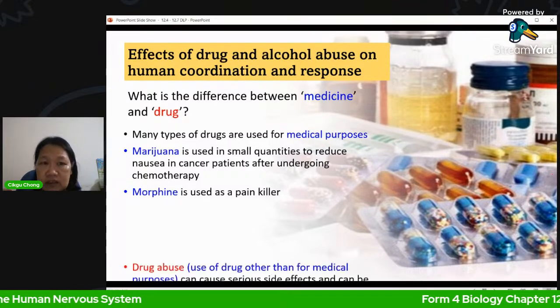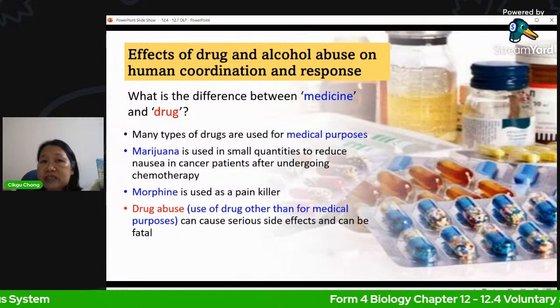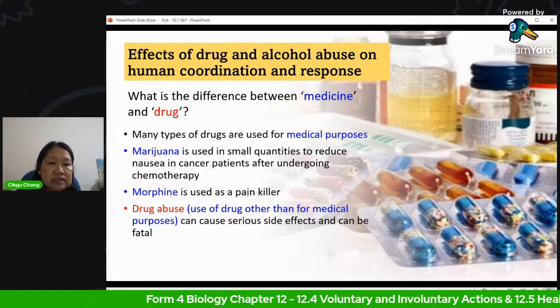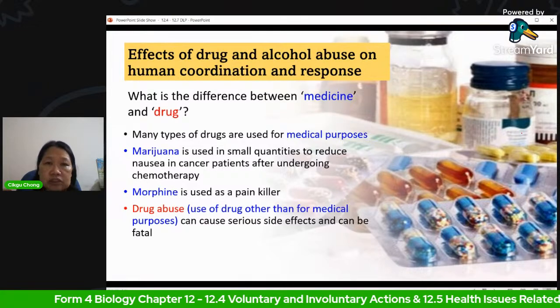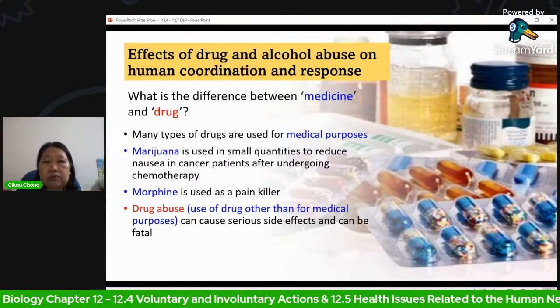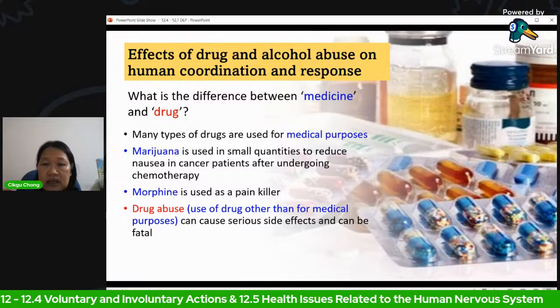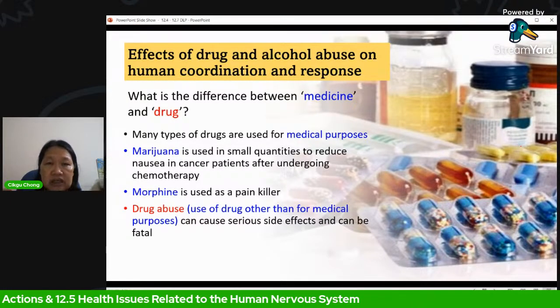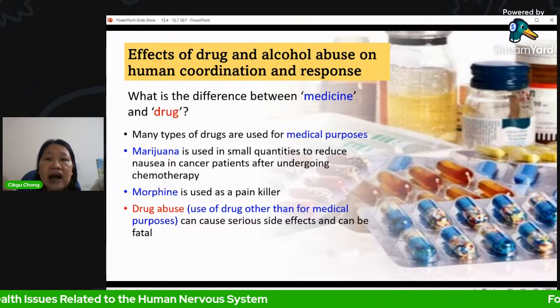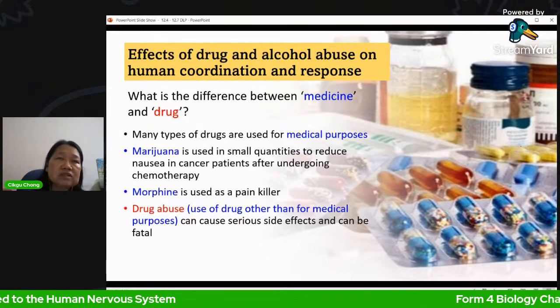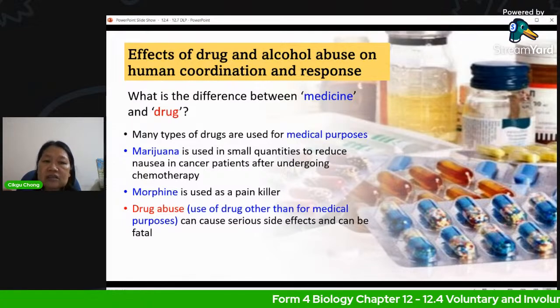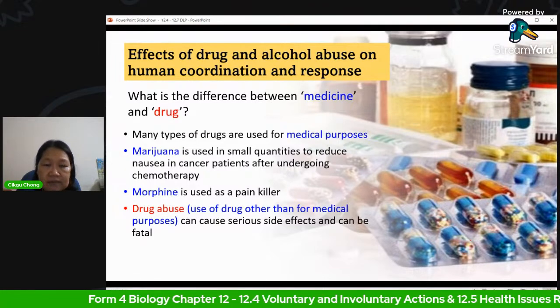We can use morphine. So drug abuse, when you say drug abuse, means we're using it for other purposes than medical. Means we're not using it to treat diseases. Then we call it drug abuse. Like those drug addicts, they're using it not to treat a medical condition. They take it because they want to feel high, they want to feel like they have no troubles in the world, they want to feel happy and all that. That is drug abuse. It can cause serious side effects and also can be fatal. That means it can cause death.